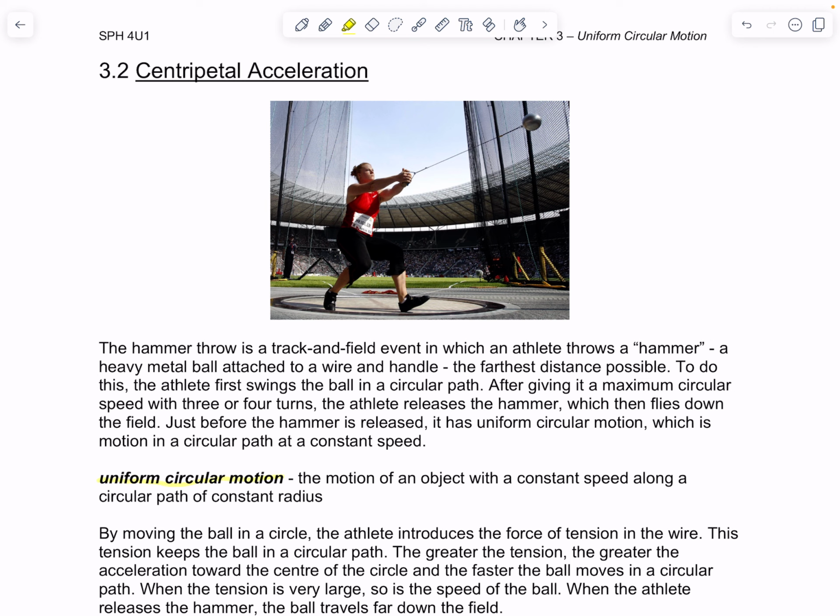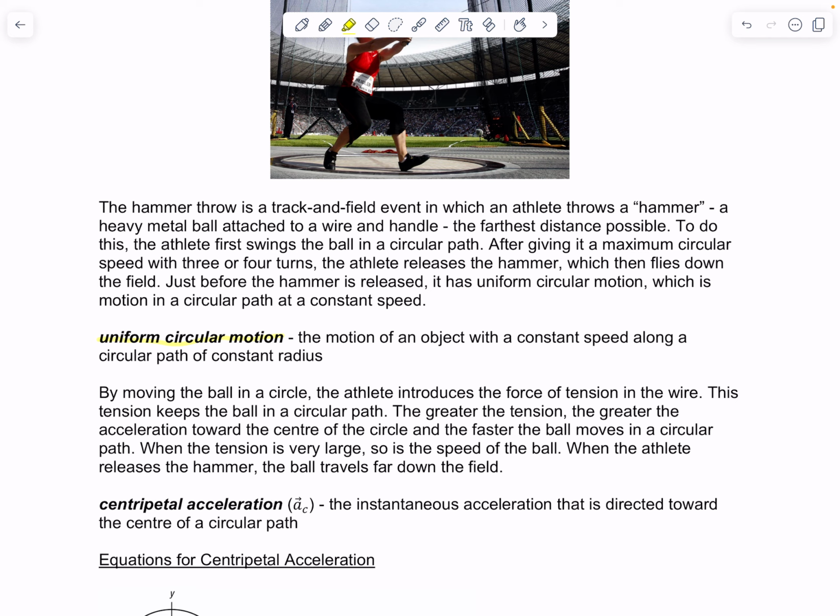By moving the ball in a circle, the athlete introduces the force of tension in the wire. This tension keeps the ball in a circular path. The greater the tension, the greater the acceleration towards the center of the circle, and the faster the ball moves in a circular path. When the tension is very large, so is the speed of the ball. When the athlete releases the hammer, the ball travels far down the field.